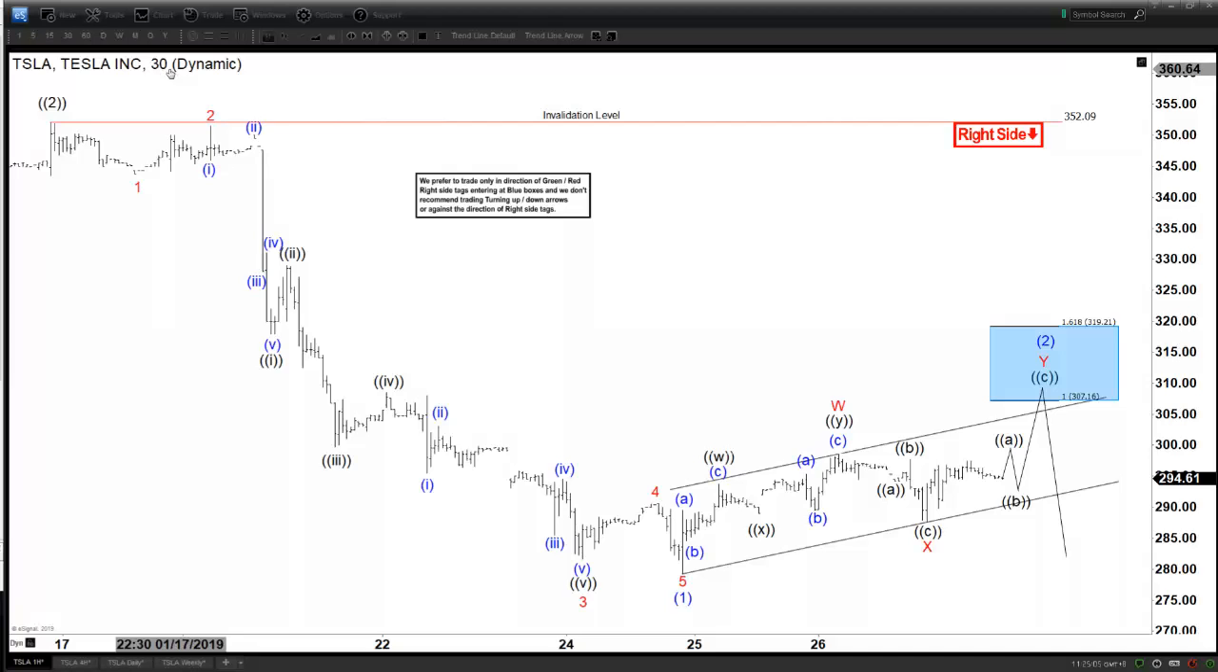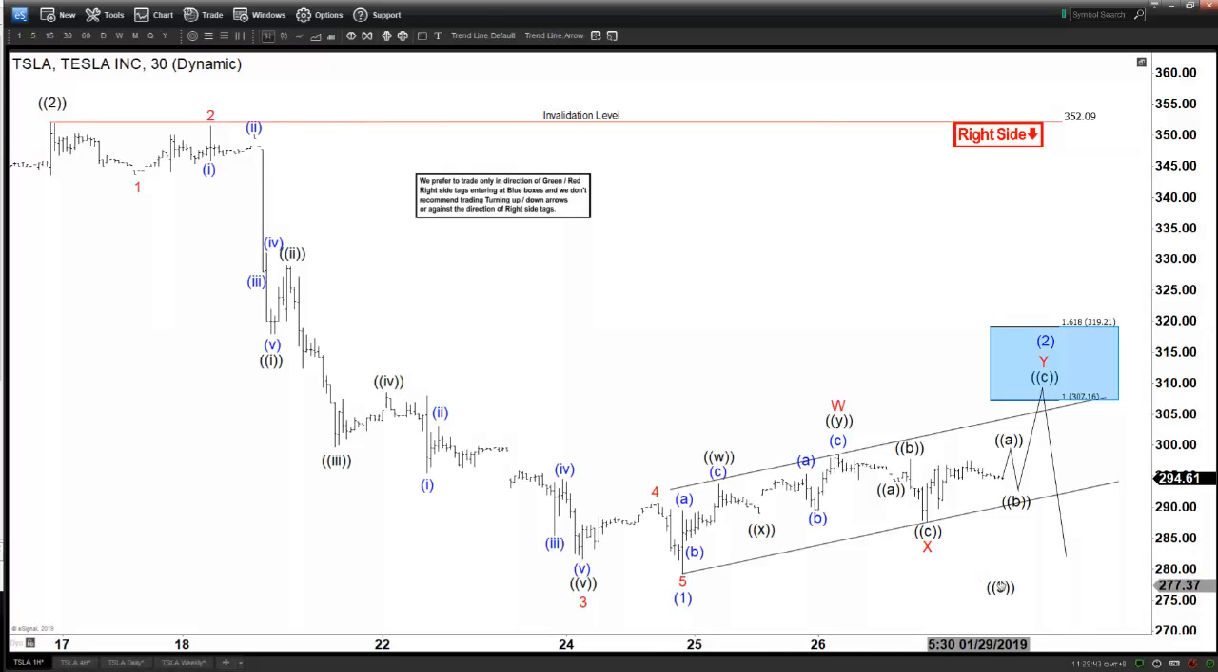So for today we will be looking at Tesla. This is a 30-minute chart, short-term outlook, and we can see the rally to $352 here, which we label as a wave 2. That means this is a bearish view, right? If this is a wave 2, then this move lower is within the wave 3 in black, and the wave 3 in black is currently in progress, unfolding into another 5 waves.